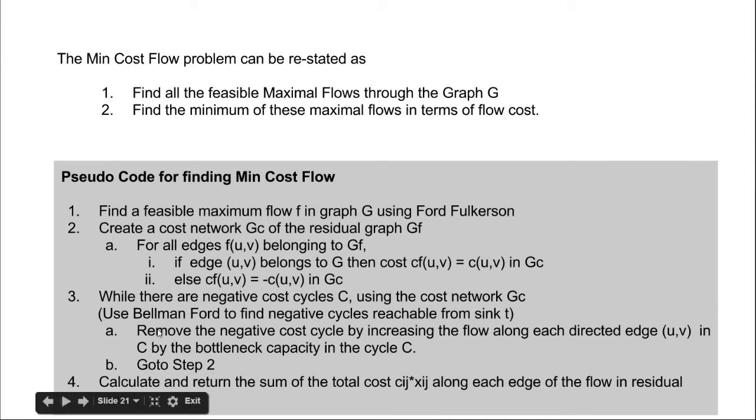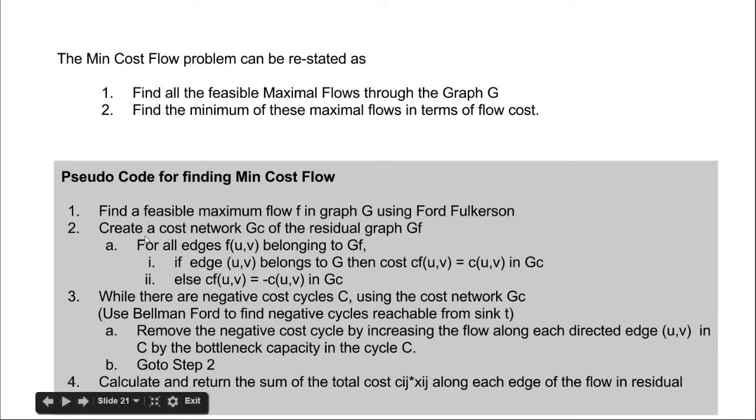Now again we go to step 2. We create a cost network again and see if there are any more negative cost cycles. If there are no more negative cost cycles, then calculate and return the sum of the total cost times flow along each edge of the flow in the residual graph. So now the cost is equal to the cost per unit times the flow along that edge.